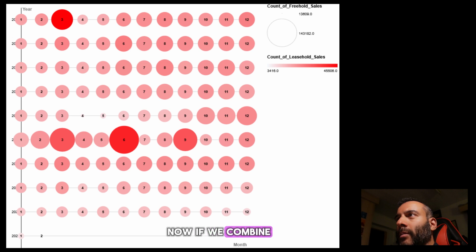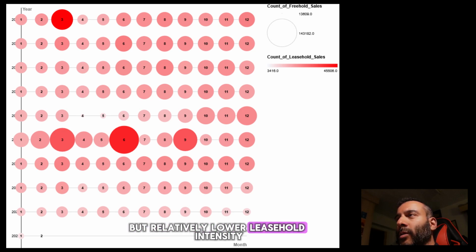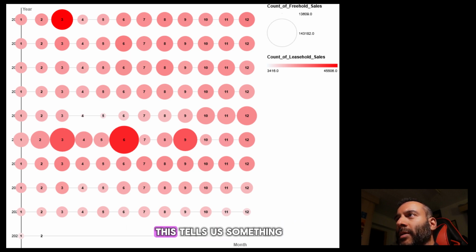Now if we combine that with the colour intensity, you notice leasehold activity doesn't just follow volume, it has its own pattern as well. Some months show strong freehold activity but relatively lower leasehold intensity. Other months show more balanced or stronger leasehold presence. This tells us something subtle but important. Different property types don't always move in sync. Flats and leasehold properties may be more influenced by development cycles, investor demand or specific market conditions, whereas freehold houses tend to reflect broader underlying market activity.